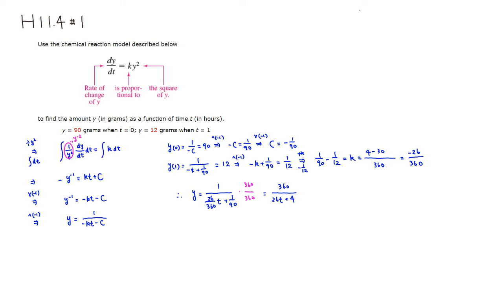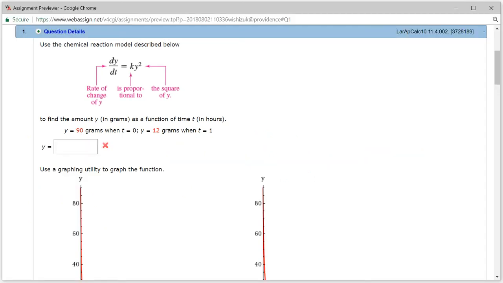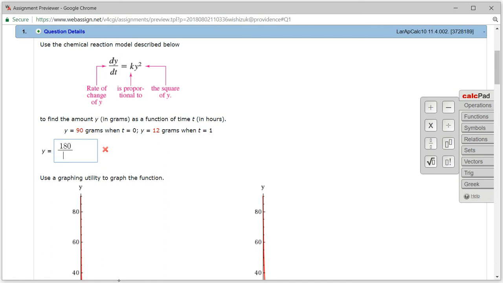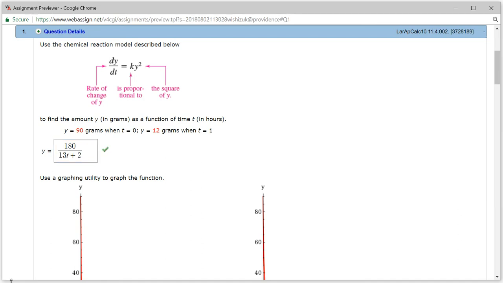I guess we can simplify this a little bit. They're all even, so I'm going to just divide through by 2. So it's going to be 180 there, and divide by 2, so 13, divide by 2, 2. So we have 180 over 13t plus 2. Let's type it in. So we get 180 over 13t plus 2. Let's check the answer. I came back and it looks like we got this one correctly.